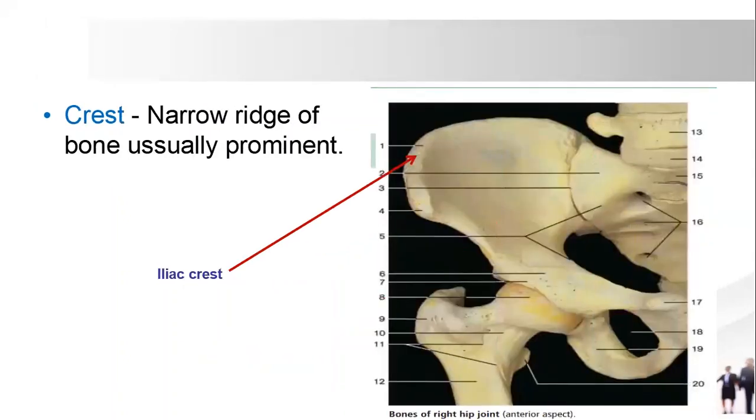Moving ahead, we have a crest. A crest is a narrow ridge of bone, usually prominent. For our case, we were able to identify the iliac crest from the ilium. This is a pelvic bone, and this is a part of the crest.